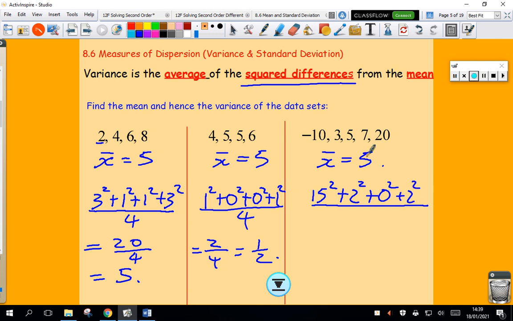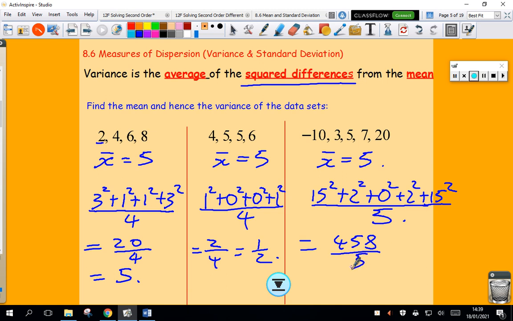20 again, 15 units from the mean of 5, square the 15. In this case, there are 5 squared differences, 5 squared distances. We're going to divide by 5. Okay, so we have 15 squared, 225, another 15 squared, that's 450, and then we have 4 and 4, 8. So I think it's working out to be 458 over 5.